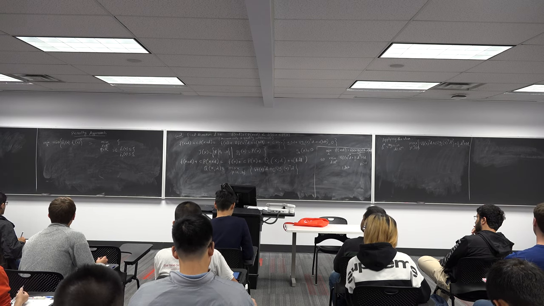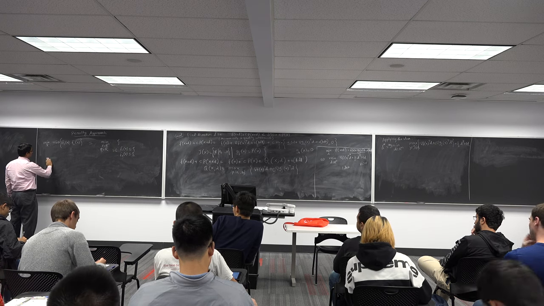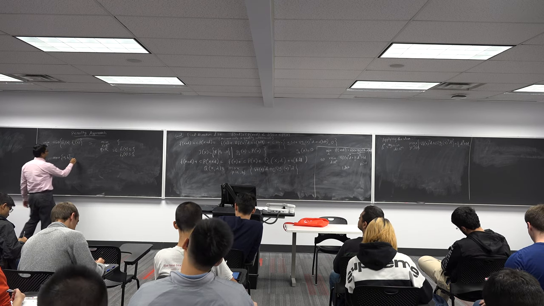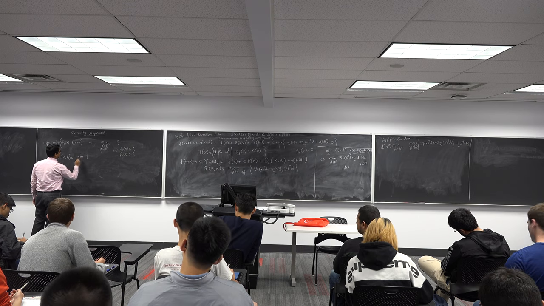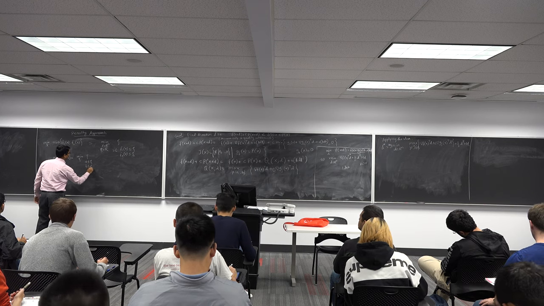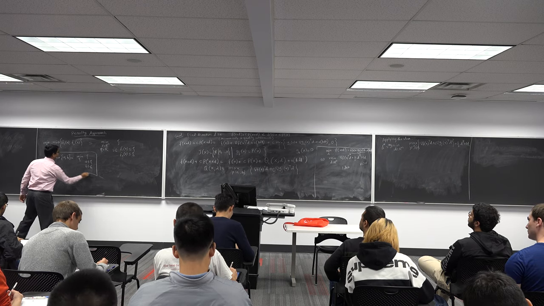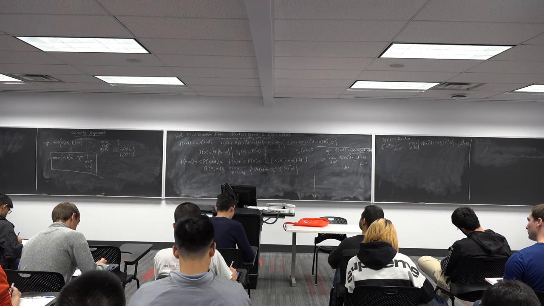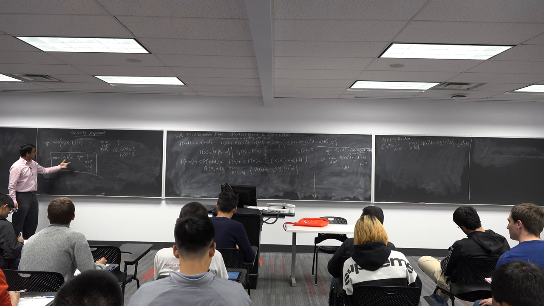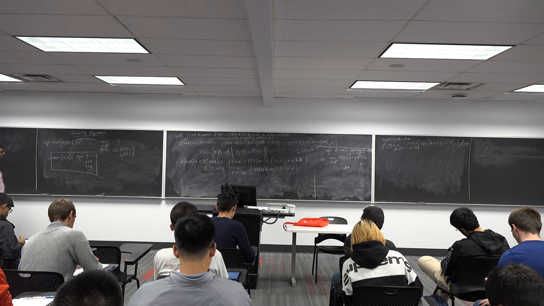Okay, let's see why this should be true. Let's solve an even simpler problem. Max of A comma B can be written as min over c such that A is less than or equal to c and B is less than or equal to c. So in particular, this is an optimization problem, and I want you to convince yourself that the solution to this optimization problem is the same as max of A comma B.